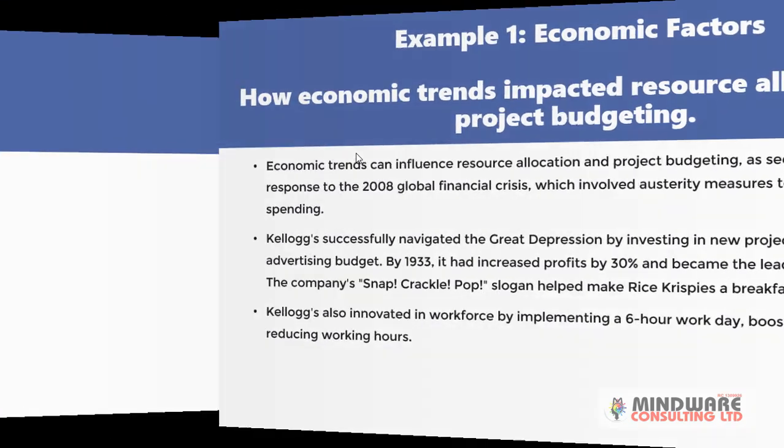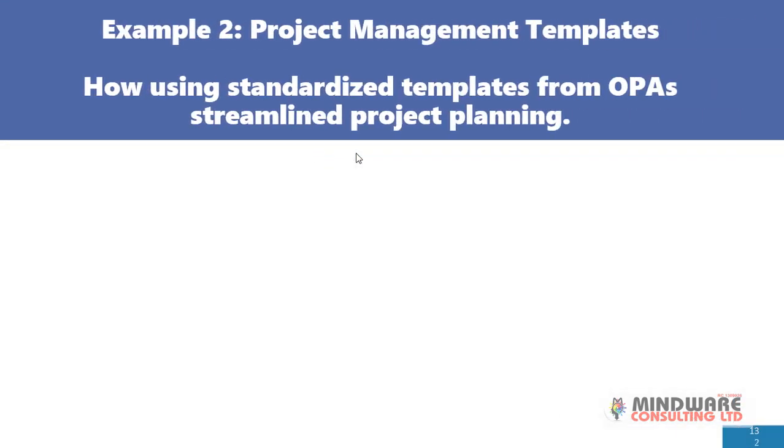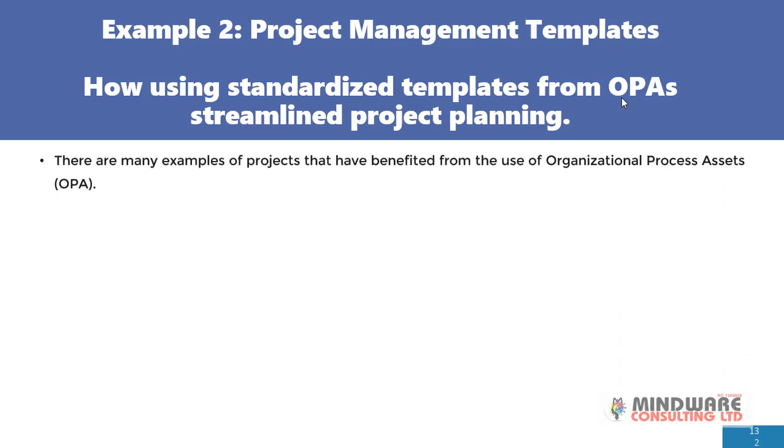Okay, so let's look at another example, and this one has to do with organizational process assets. This example is on project management templates, how using standardized templates from organizational process assets streamlined project planning. So let's dive in. Now, there are many examples that we can actually look at in this particular scenario.